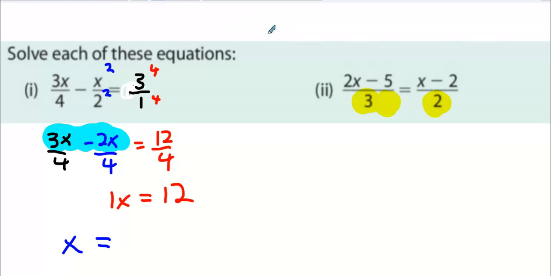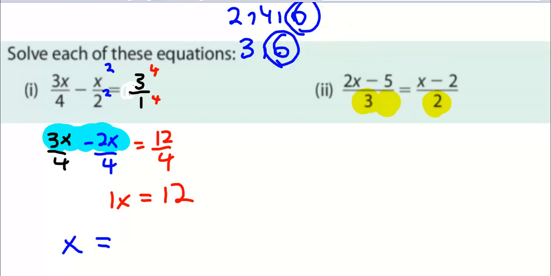Let's count up in 2s. 2, 4. Count up in 3s. 3 and... So what number are you going to choose? How'd you turn 3 into 6? And how'd you turn 2 into 6? Multiply it in.